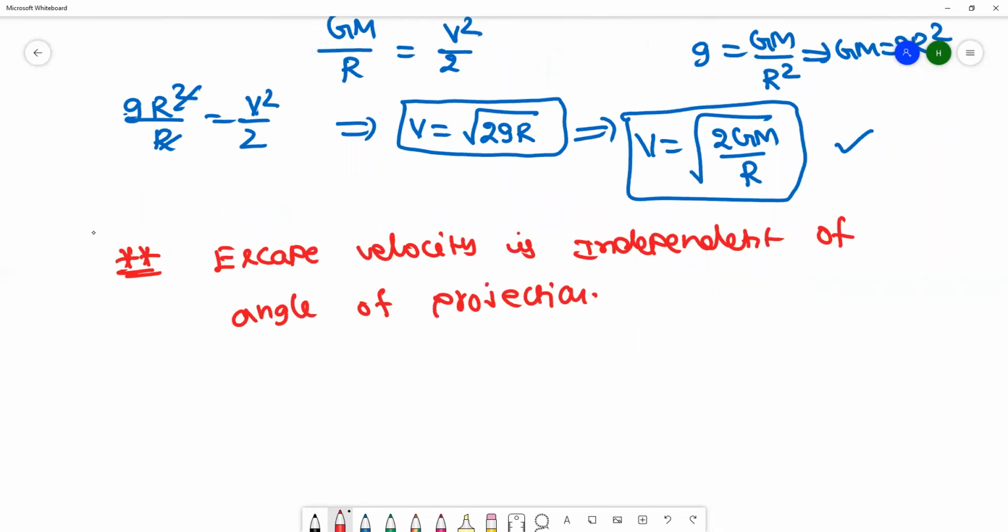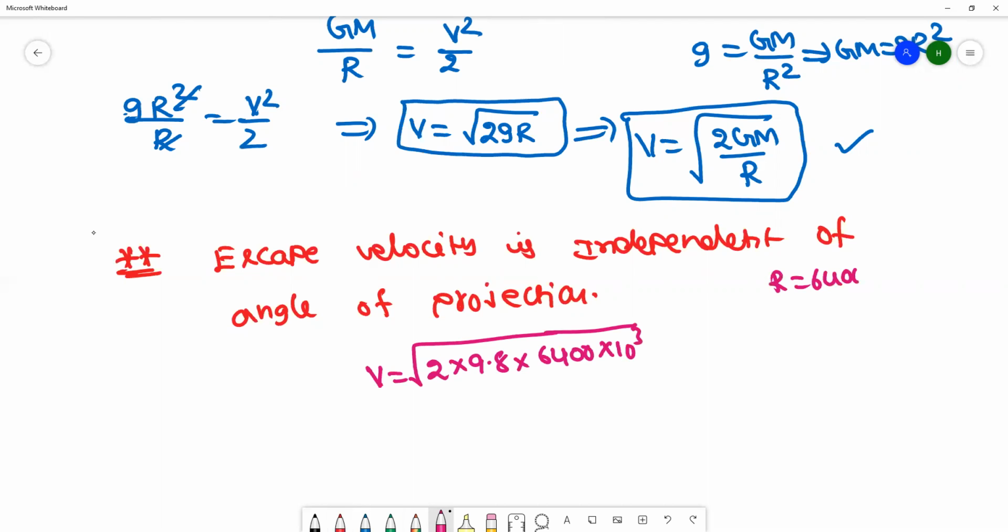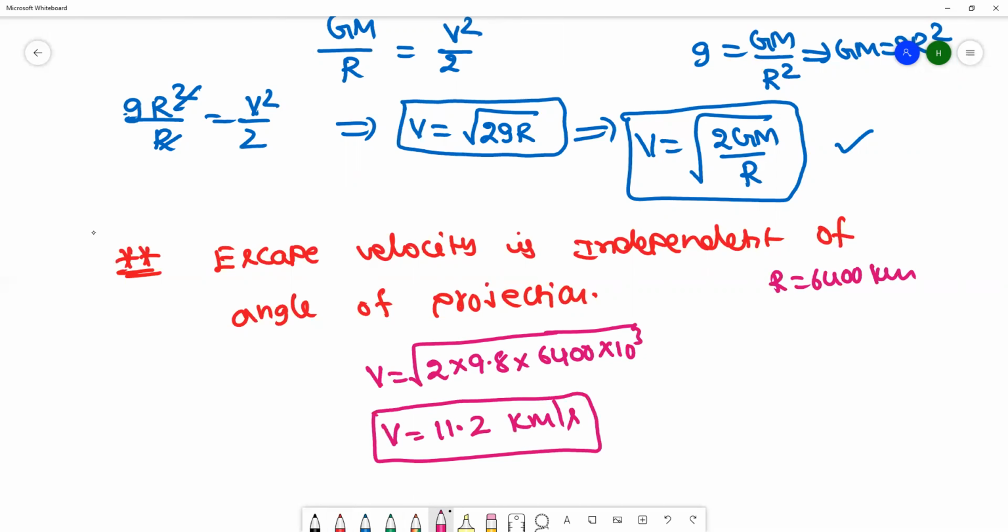What about the escape velocity? If we substitute the g value and R value, V is equal to square root of 2 into g value 9.8 into radius 6,400 kilometer, that is 10 power 3. We will get V is equal to 11.2 kilometer per second. So remember, if you project any body with a velocity of 11.2 kilometer per second, surely the body will lose the Earth's gravitational influence. That velocity is said to be the escape velocity.